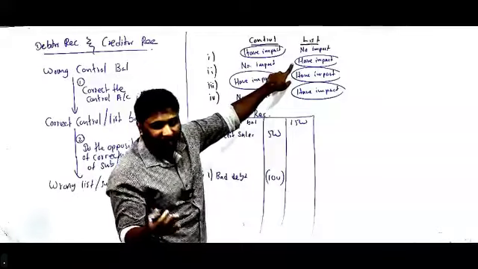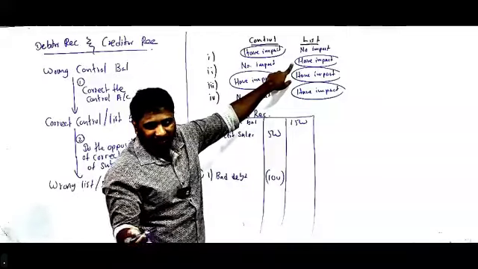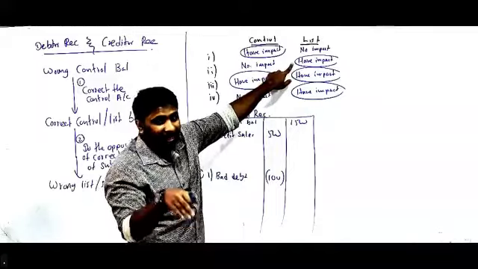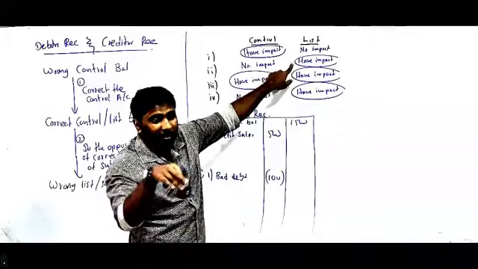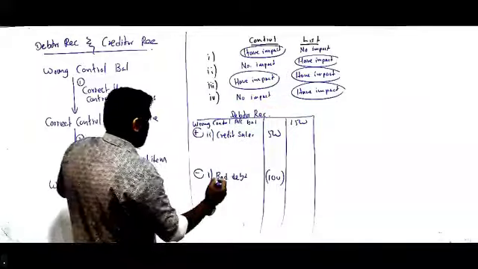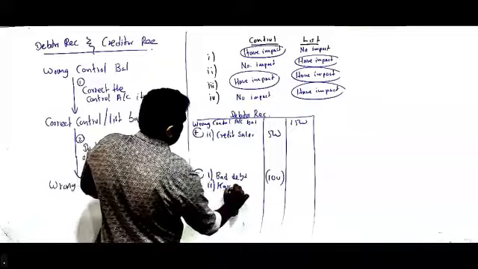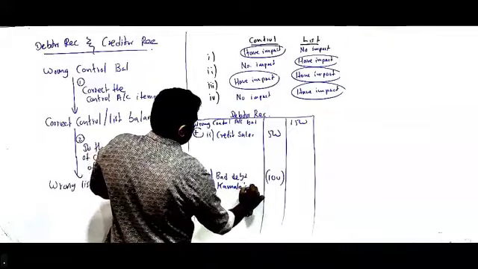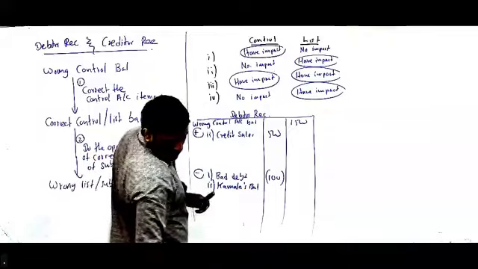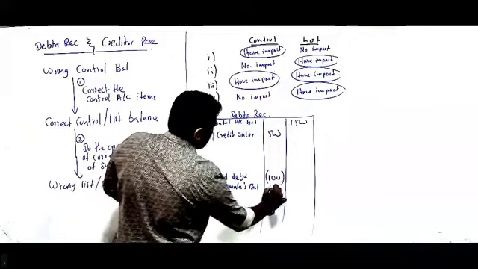Kamala's balance 40,000 is missing. Missing means you have to put it, no? Add it, no? Can you add it? No, you have to do the opposite, minus it. Second one. Kamala's balance 40,000.